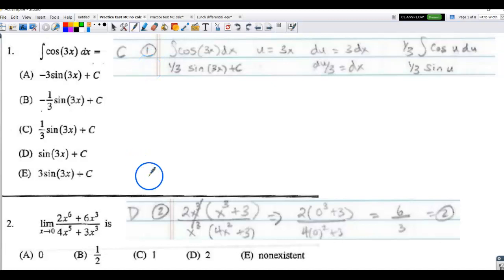So I'm going to run through this with you. I think most of my workouts are pretty clear in their explanations, but I am going to just make some comments here. So in number one, I'm focusing on the antiderivative of the cosine of 3x.